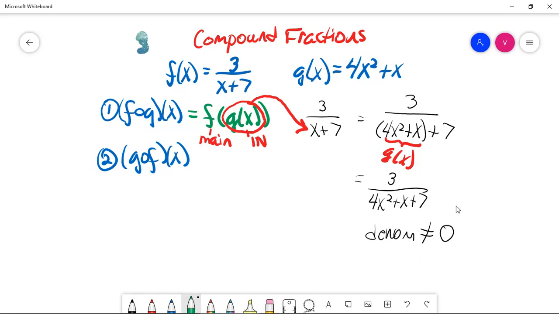G of f of x. So I'm going to rewrite that so cleanly. G of f of x. So this now is the input into g of x. So let's write g of x.